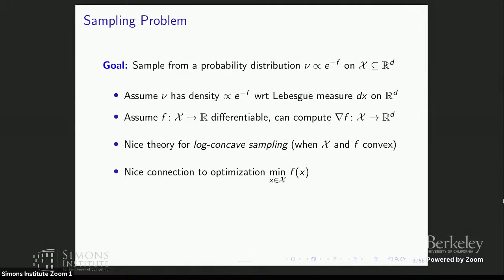And of course, this has a very, very nice theory and connection to optimization, right? For example, the problem of log concave sampling, when the domain X and the function f is convex, has a lot to do with convex optimization. And furthermore, as is the theme of this workshop, of this whole program, we can view sampling as an optimization problem in the space of probability distributions.